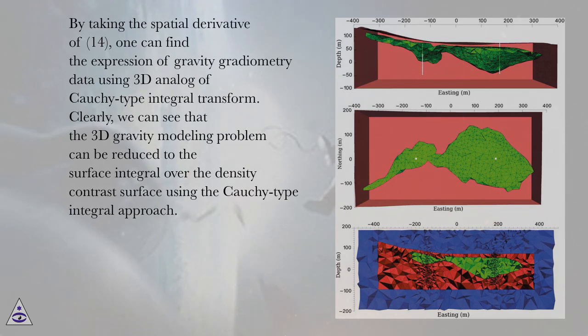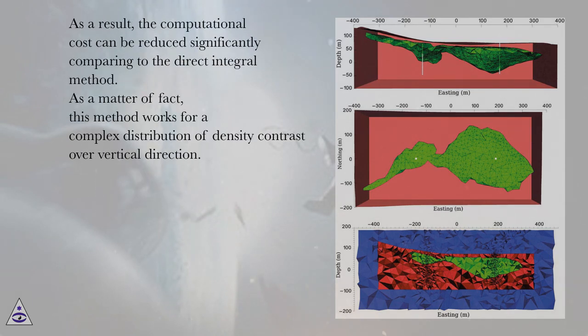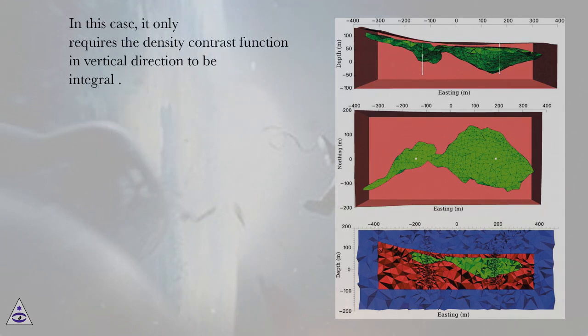Clearly, we can see that the 3D gravity modeling problem can be reduced to the surface integral over the density contrast surface using the Cauchy type integral approach. As a result, the computational cost can be reduced significantly compared to the direct integral method. As a matter of fact, this method works for a complex distribution of density contrast over vertical direction. In this case, it only requires the density contrast function in vertical direction to be integrable.